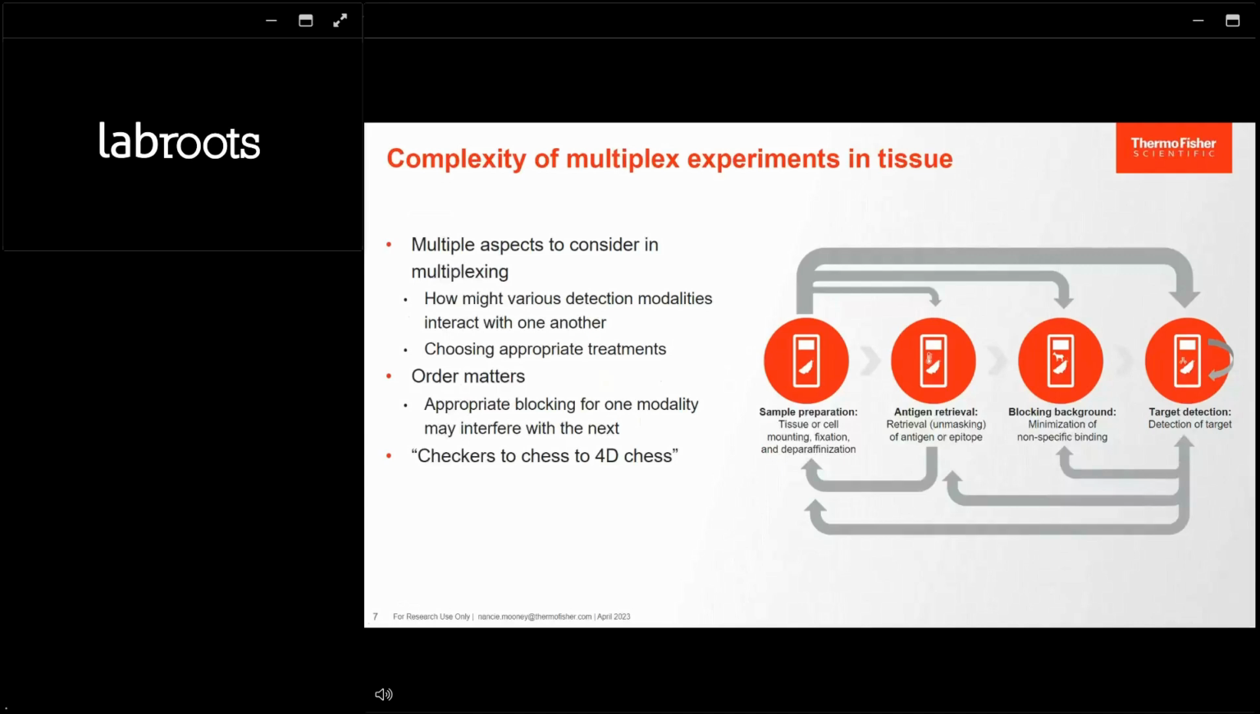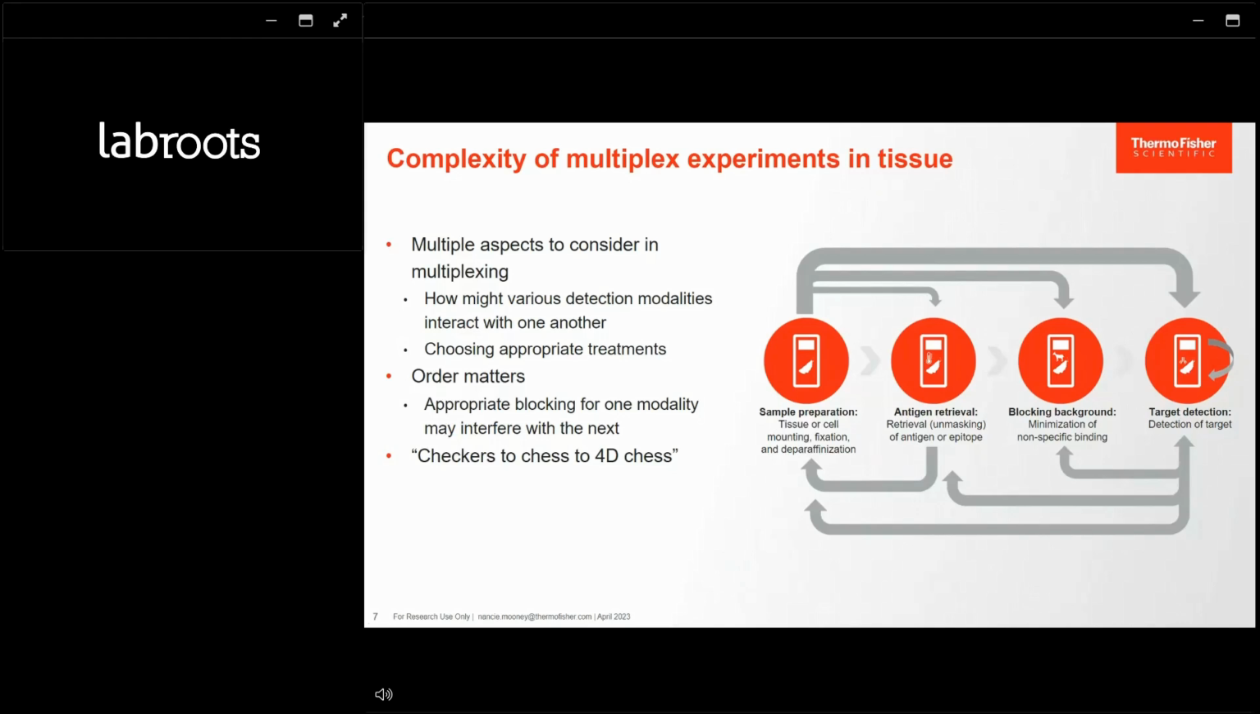So multiplexing can become very complicated and requires multiple aspects to consider: how the various detection modalities might interact with each other and choosing appropriate treatments in the appropriate orders. Order can absolutely matter. If you're doing something like in situ hybridization, trying to detect individual mRNA transcripts, it's possible that if you're also going to use an antibody, the blocking steps that are best for that antibody detection might result in poorer signal in your in situ hybridization.